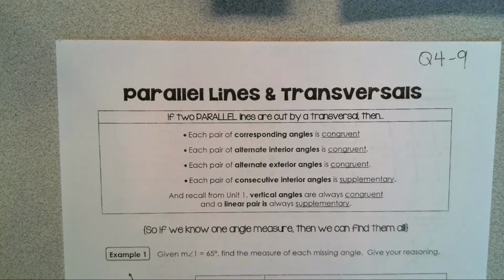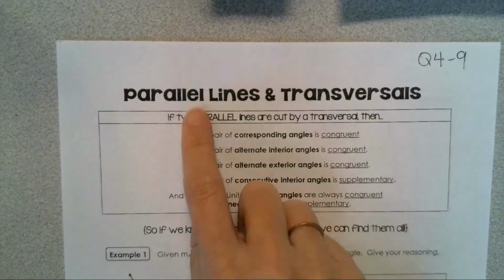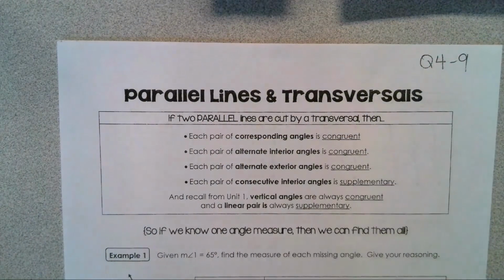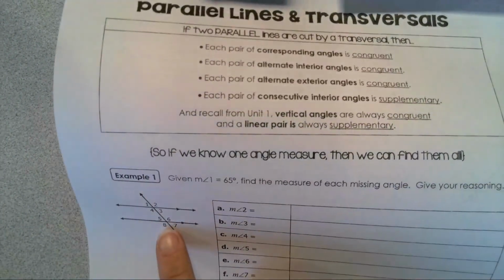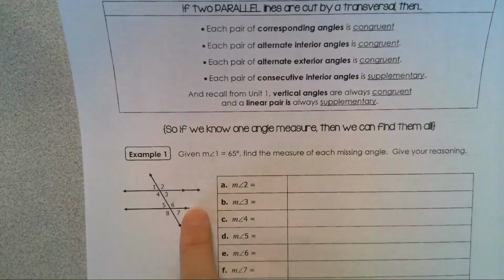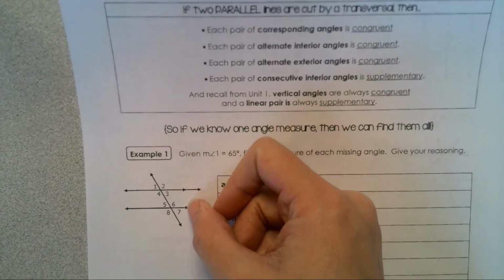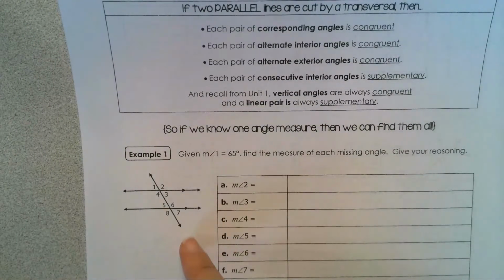So when we're working with transversals, the majority of the time we're going to be dealing with two parallel lines that are cut by a transversal. And that's going to look a lot like this here, where we have our two lines that are parallel. That's what this little mark here is. And then the transversal cuts them through the middle.